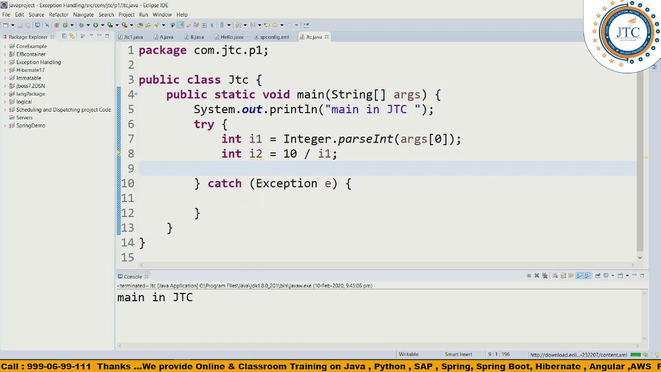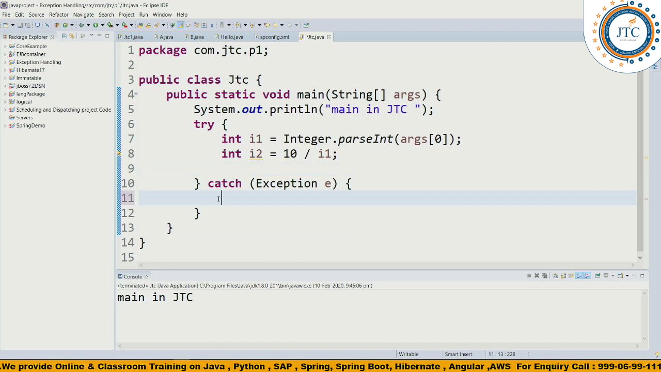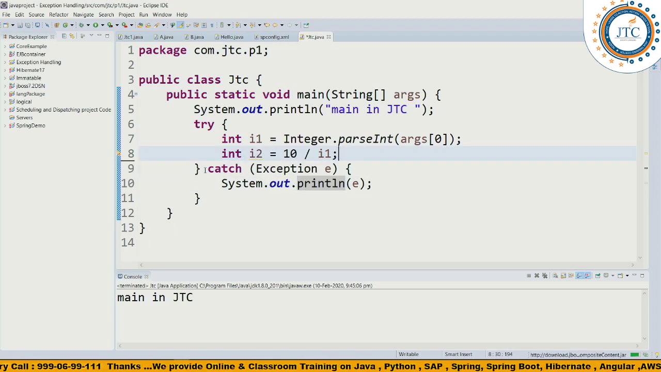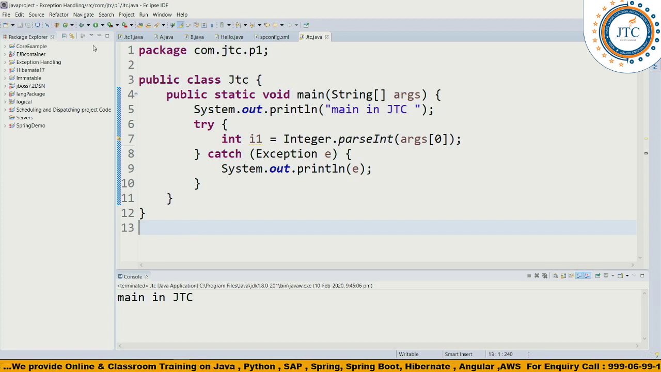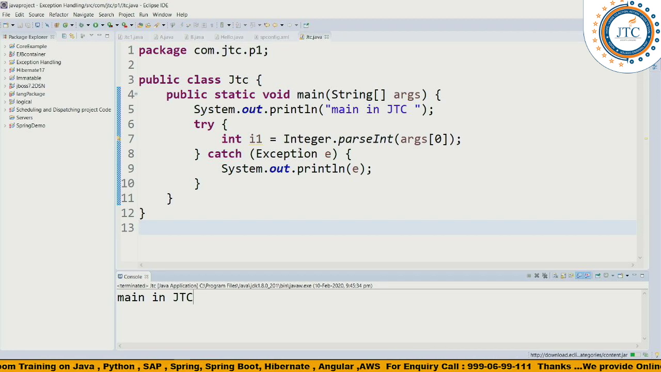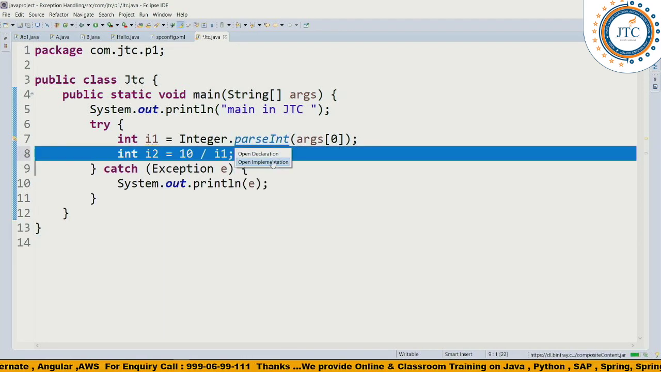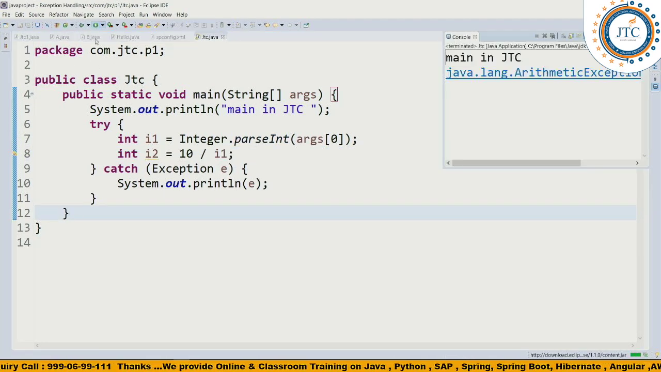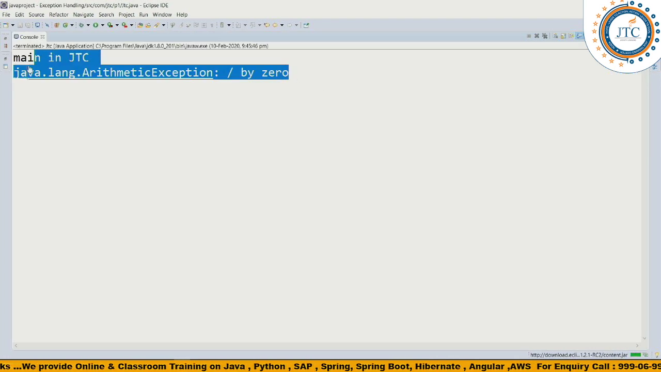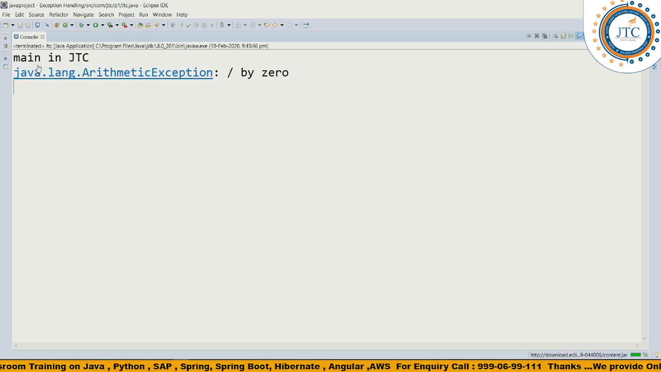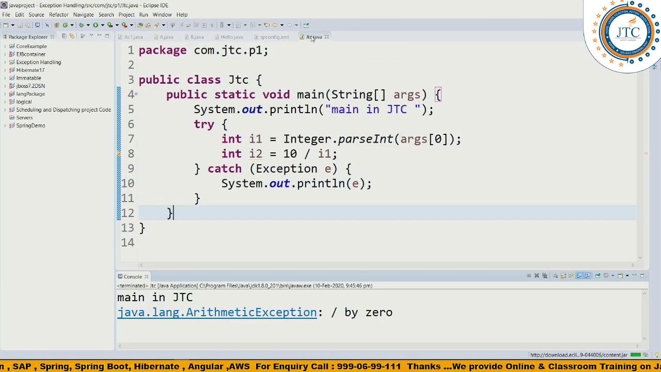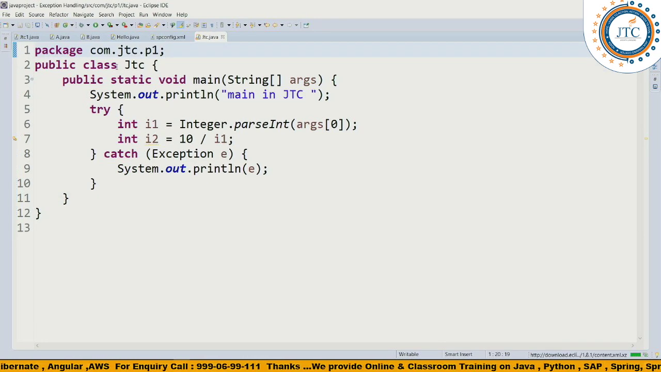Okay, well, here you have already handled the exception. If I print something here, in this case I'm printing E. E is a reference to the corresponding exception we are getting. You can check here what is happening. Now I'm running this program, and you can see it is printing ArithmeticException: divide by 0, that we have created some kind of problem by dividing by 0. That is one issue which we should not do.